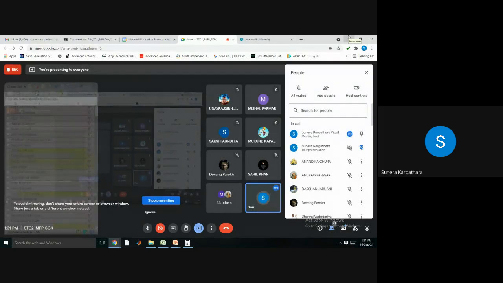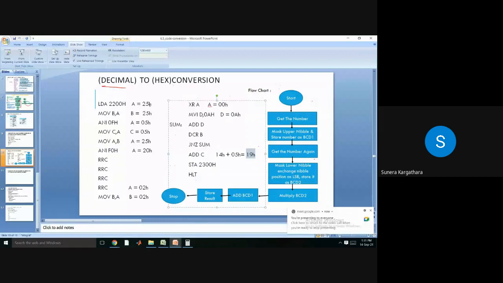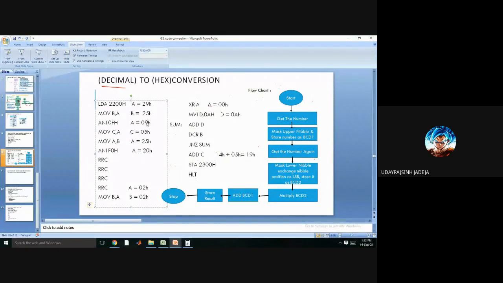Okay, one more time. Try to understand. Suppose I'm taking the number 29. I'll separate 2 and 9 out of 29. Now if I perform an AND operation with 0F, it will separate which number? 9, yes or no? Yes. Now here I'm preserving the same number in register B as well, because again I need it to separate my higher nibble.